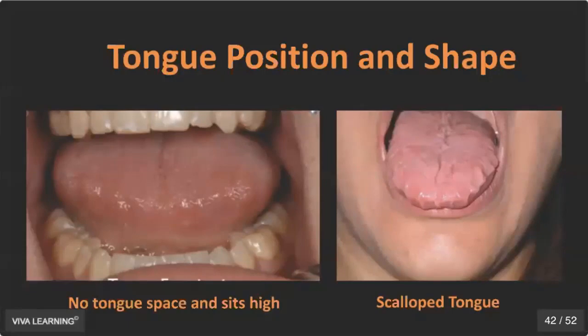And when we look on the picture on the right, we're seeing indentations on the tongue, which we call a scalloped tongue. And the reason why this occurs many times is because the patient is too narrow in the transverse dimension. And every time they swallow, your tongue expands. And it expands into the teeth. And it makes an indentation.